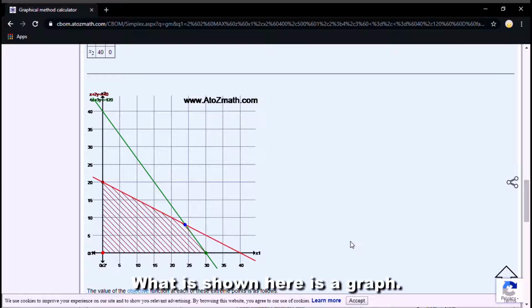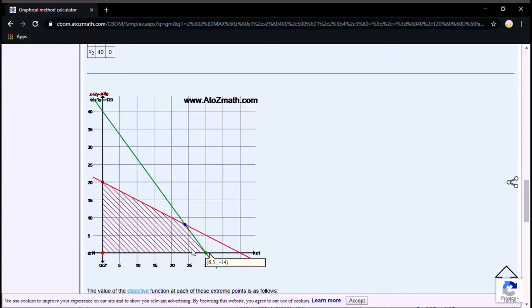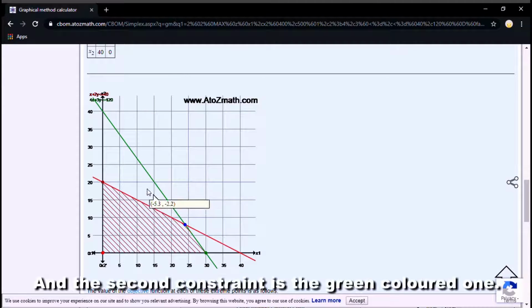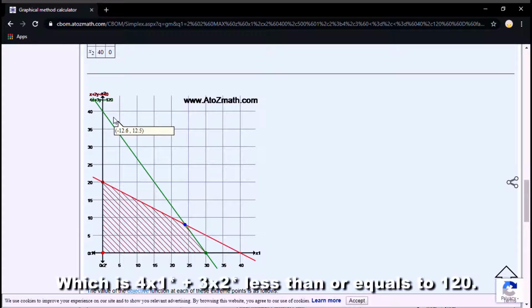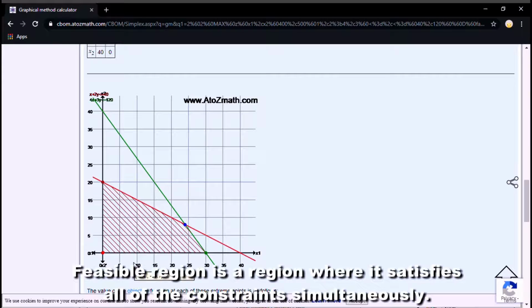What is shown here is a graph containing two constraint lines. That is the first constraint line, which is the red one, that is x plus 2y less than or equal to 40. And the second constraint line is the green colored one, which is 4x plus 3y less than or equal to 120. The shaded region here is what we call the feasible region. Feasible region is a region that satisfies all of the constraints simultaneously.